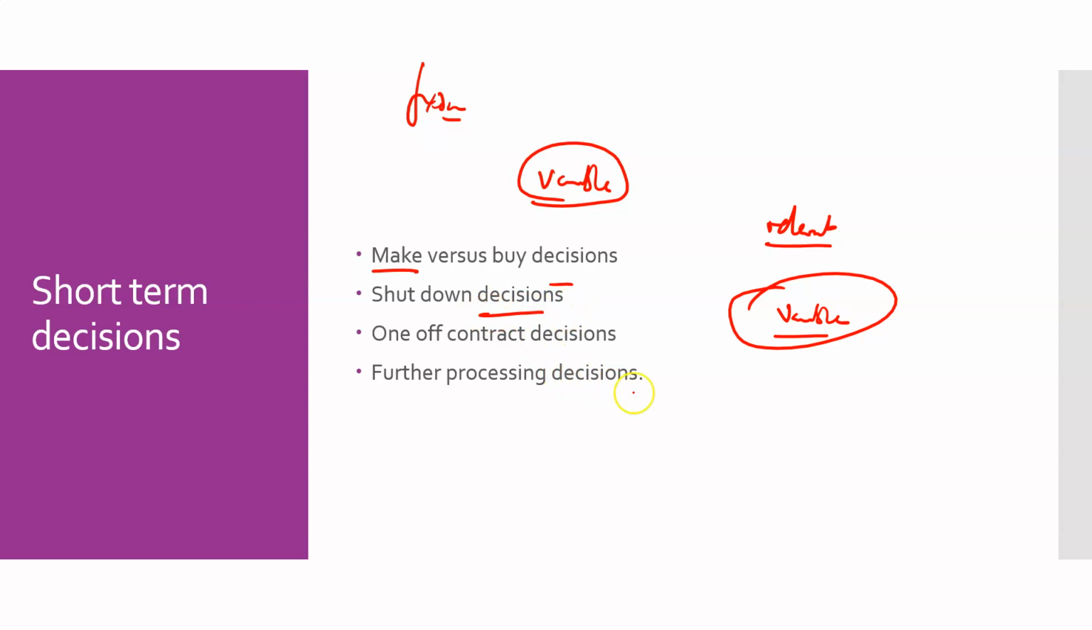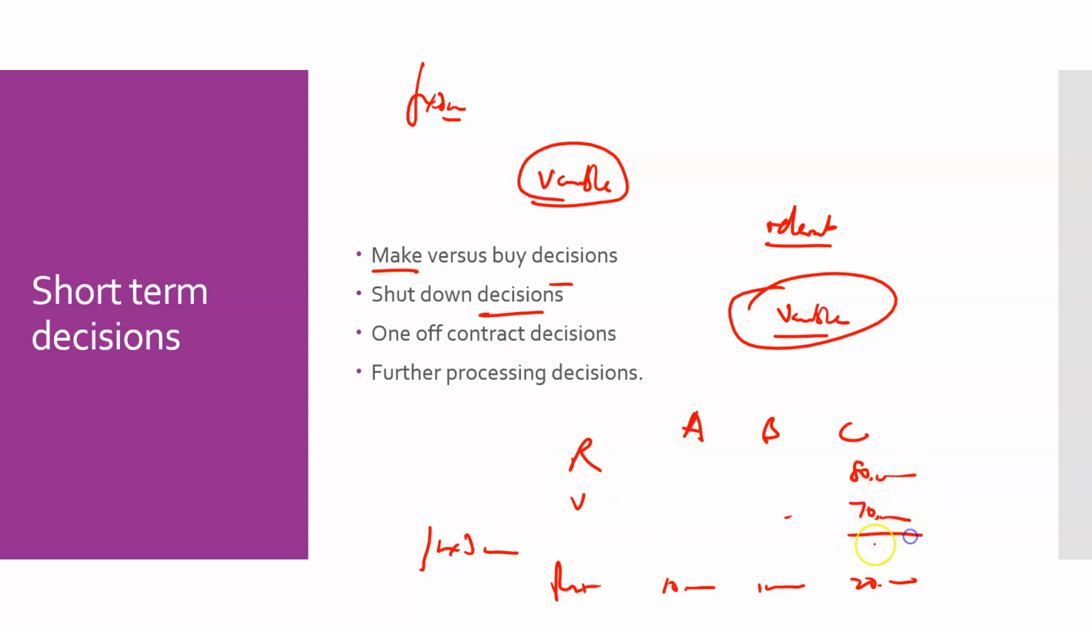Shutdown decisions. The point here is that if you imagine you have three areas, A, B and C, typically you allocate a fixed cost to these areas. You have rent and you allocate, say, 10,000, 10,000 and 20,000. Then you make your revenue from each of these departments, so you have your revenue and your variable costs. Now you might have revenue here of 80,000 and variable costs of 70,000. So you've made 10,000 and you have to pay this fixed cost of 10,000, so this division in itself is making a loss.